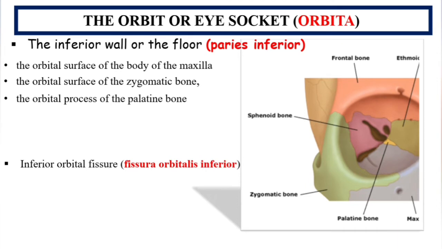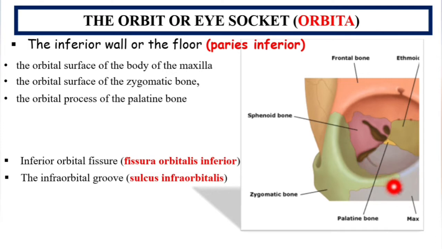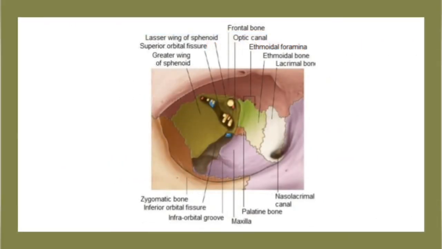So there is the inferior orbital fissure, fissura orbitalis inferior. This fissure separates the inferior wall or the floor from the lateral wall. There is an infraorbital groove, sulcus infraorbitalis, right? This is that groove, right? And it goes deeper as an infraorbital canal, and it leads here to the anterior aspect of the face. This foramen is called the infraorbital foramen. Infraorbital foramen.